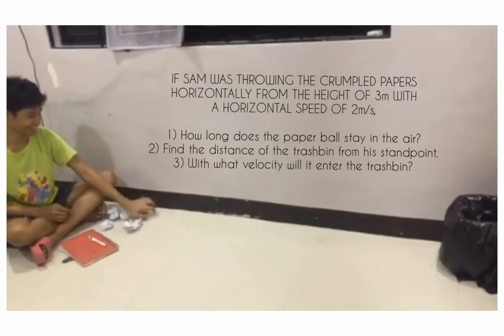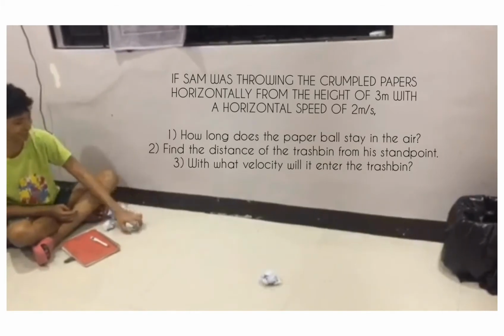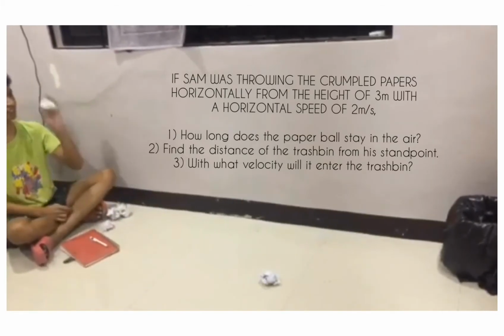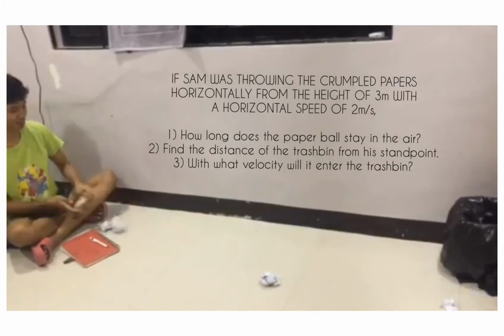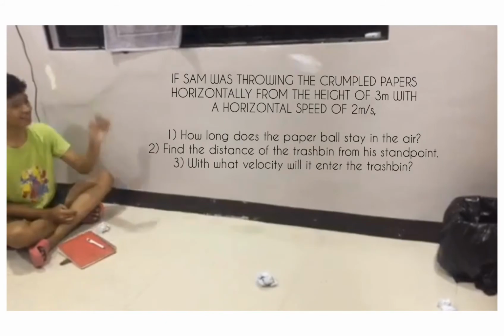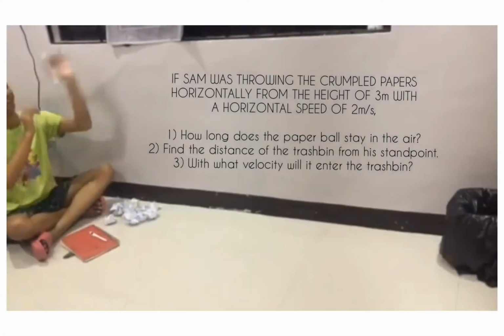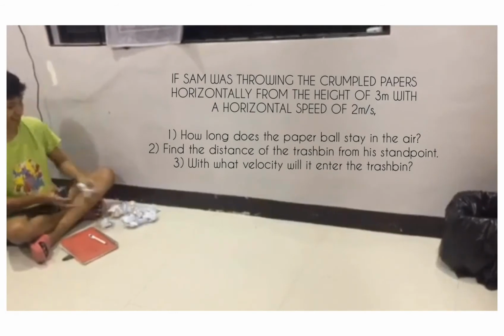If Sam was throwing the crumpled papers horizontally from the height of 3 meters with a horizontal speed of 2 meters per second, how long does the paper ball stay in the air? Find the distance of the trash bin from his standpoint. With what velocity will it enter the trash bin?